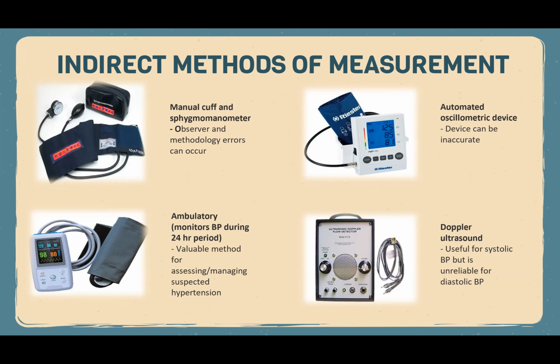And next is the automated oscillometric device, but this device can be inaccurate. And the last one is Doppler ultrasound. This is the least used in clinical settings nowadays because it is only useful for systolic blood pressure, but it is unreliable for diastolic pressure.